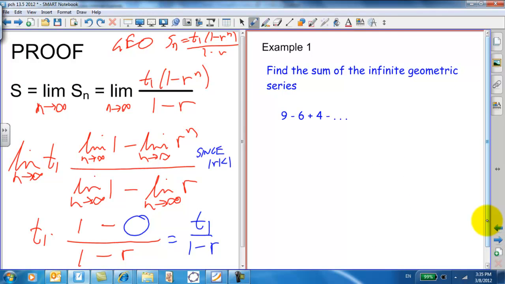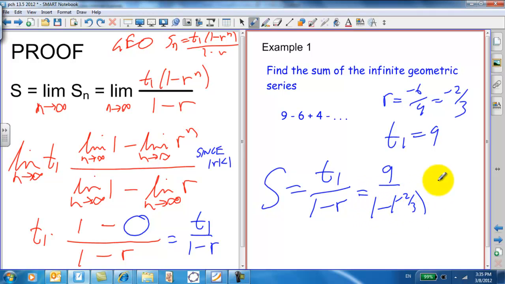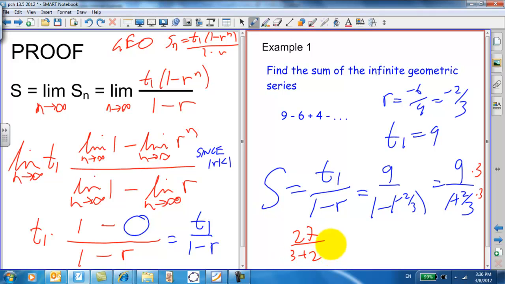Find the sum of the infinite geometric series 9 minus 6 plus 4. We're told it's geometric, so let's come up with r. r is negative 6 over 9, so that's negative 2/3. And the first term is 9. So the infinite sum is t sub 1 over 1 minus r. So that's 9 over 1 minus negative 2/3, or 9 over 1 plus 2/3. We can multiply the numerator and the denominator by 3 to get rid of these secondary fractions. So we get 27 over 3 plus 2, or 27/5. 27/5 for the infinite geometric sum.